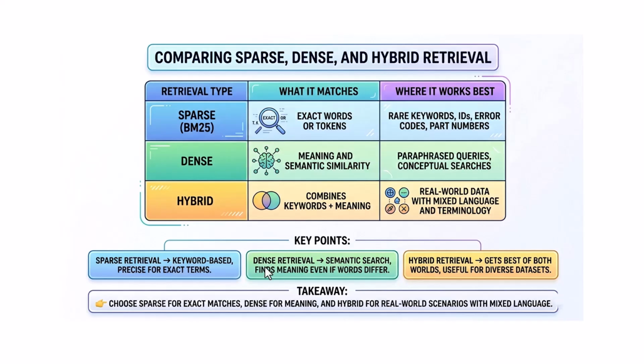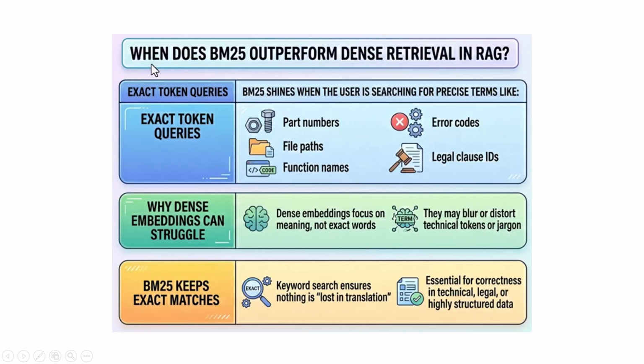So the key points are: sparse retrieval is keyword based, precise for exact terms, and dense retrieval is for semantic search, that is, it can find meaning even if words differ. Hybrid retrieval gets the best of both worlds, useful for diverse datasets. So the takeaway is: choose sparse for exact matches, dense for meaning, and hybrid for real world scenarios with mixed language.